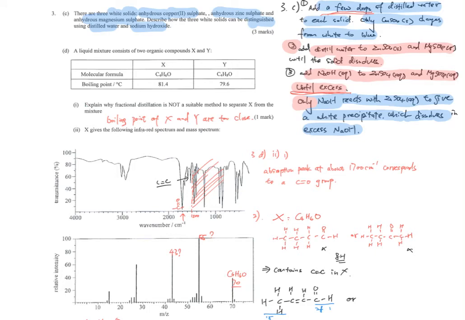So, molecular formula: X here, Y here, boiling points seem very similar, and then explain why fractional distillation is not suitable to separate them. As you can see, fractional distillation can only be used to separate a solution from a mixture with a boiling point difference greater than around 15 degrees Celsius. Okay, but here the boiling point difference is really small, really close, so we cannot.